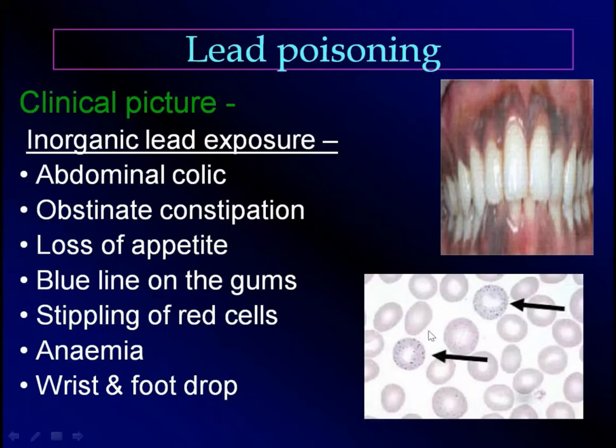Also it causes anemia and wrist or foot drop. So these are the common clinical features because of inorganic lead. It can cause abdominal pain, constipation, loss of appetite, and presence of a blue line. There will be stippling of red cells, then anemia and wrist or foot drop.